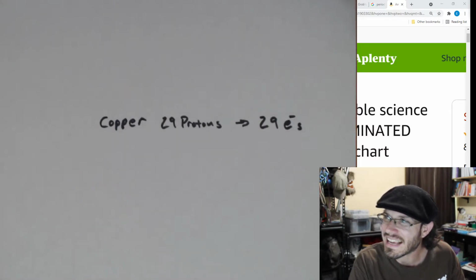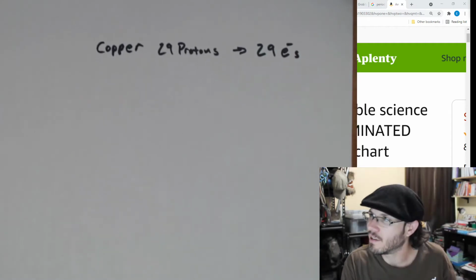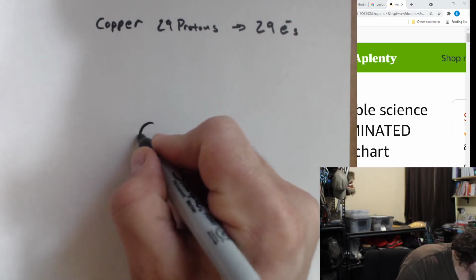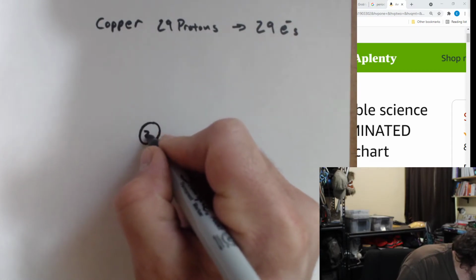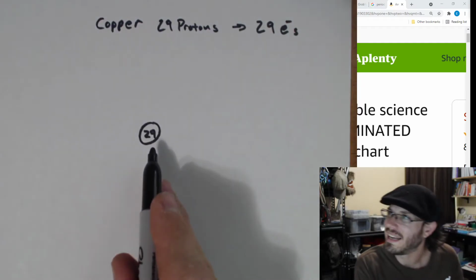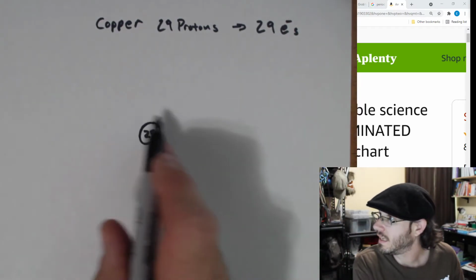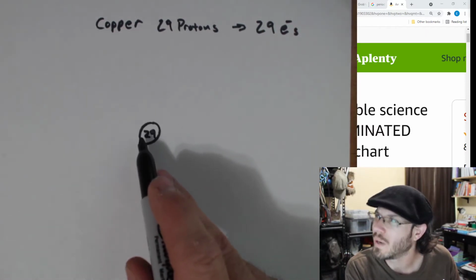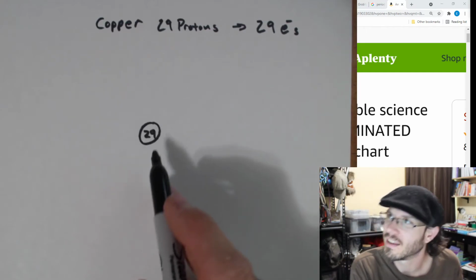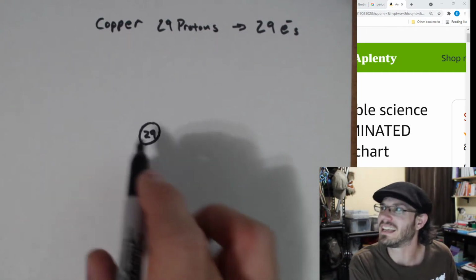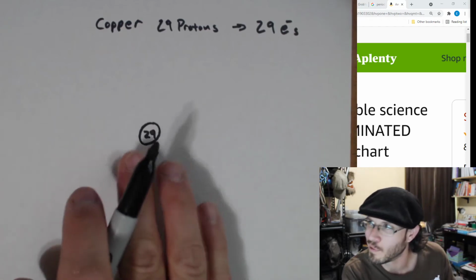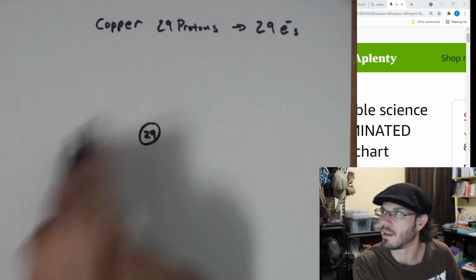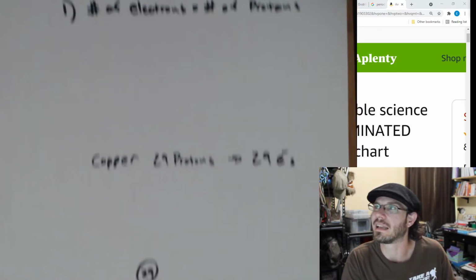Okay, so 29 E's. Now, I'm not going to sit there and draw 29 little circles, so what I'm going to say is 29 protons, and I don't care about the neutrons in the nucleus. The nucleus has 29 protons, that's all I care about. And it's got 29 E's that are going to be orbiting around this. So we got to talk about how that gets organized.